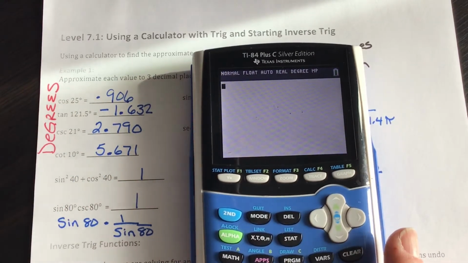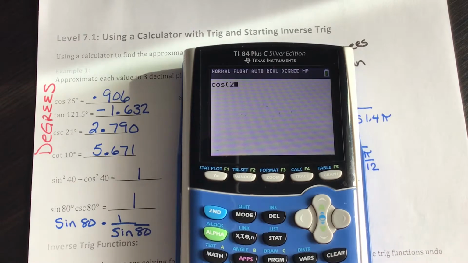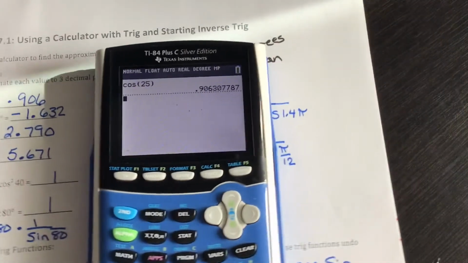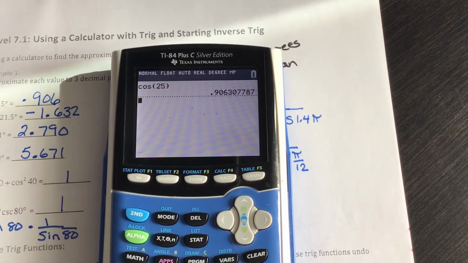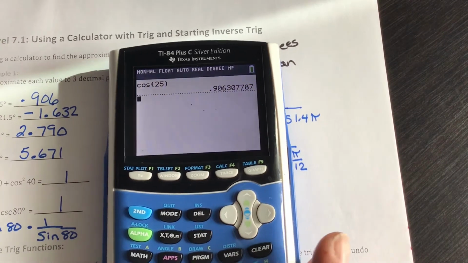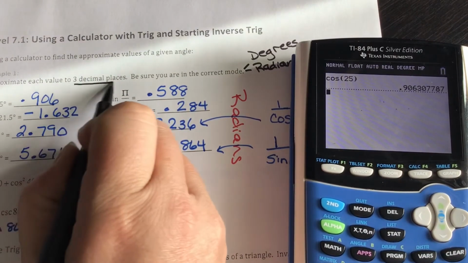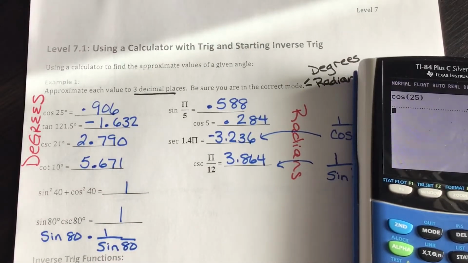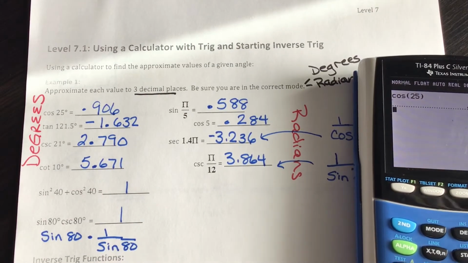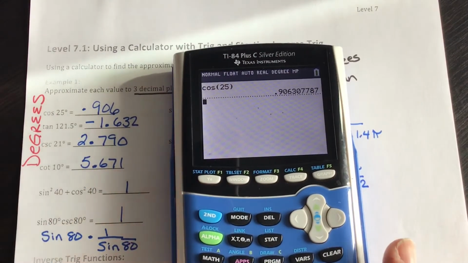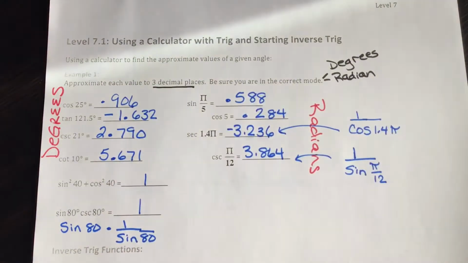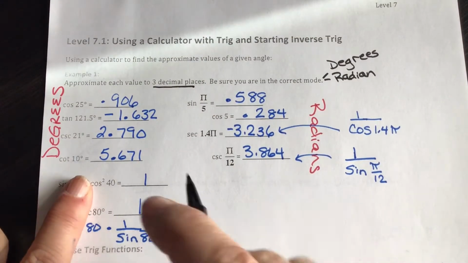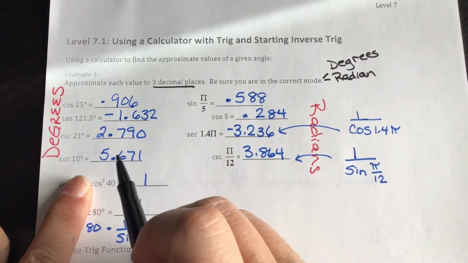All right, so if I put in cosine of 25, just calculating really quick, it says 0.9063. And in the directions, make sure you're reading the directions to find out how they want you to express your answer. In this case, it says approximate to 3 decimal places, so 3 numbers after the decimal. All right, so the next few, you can go ahead and practice on your own. I'm not going to type those in, but just practice typing them in.